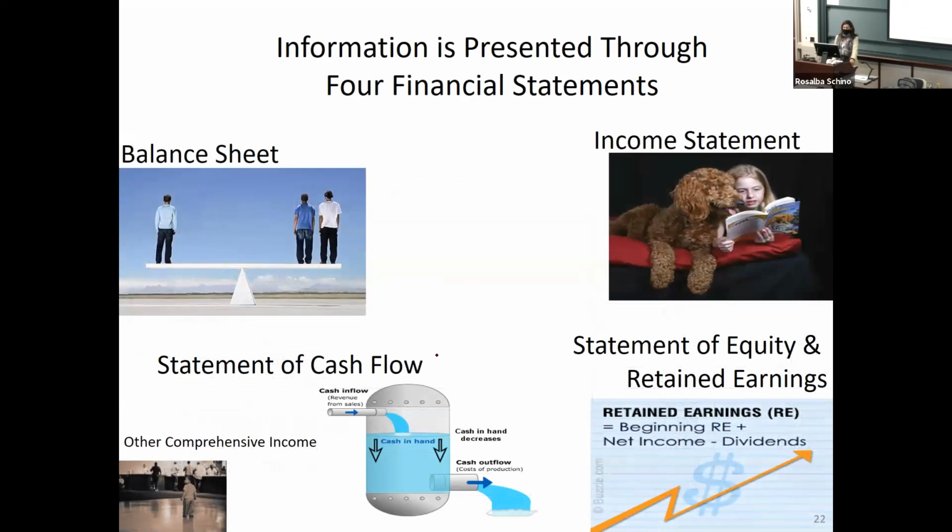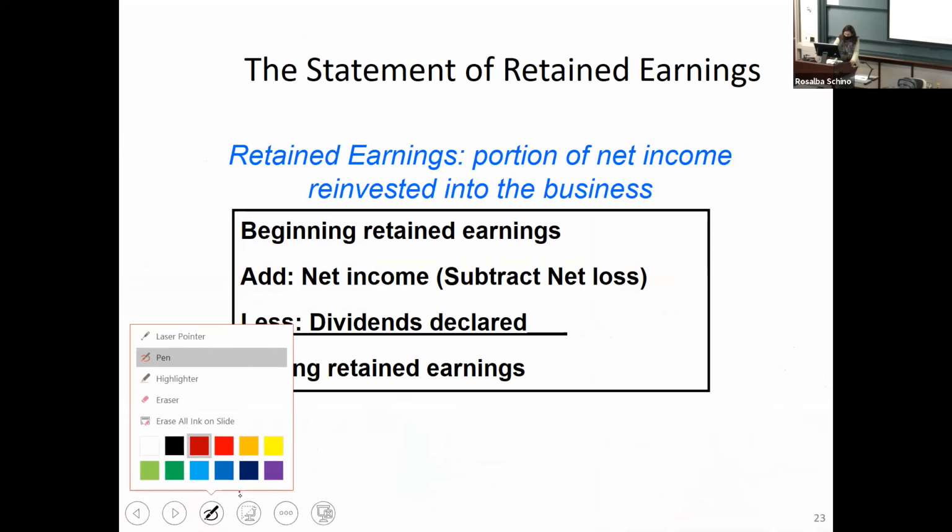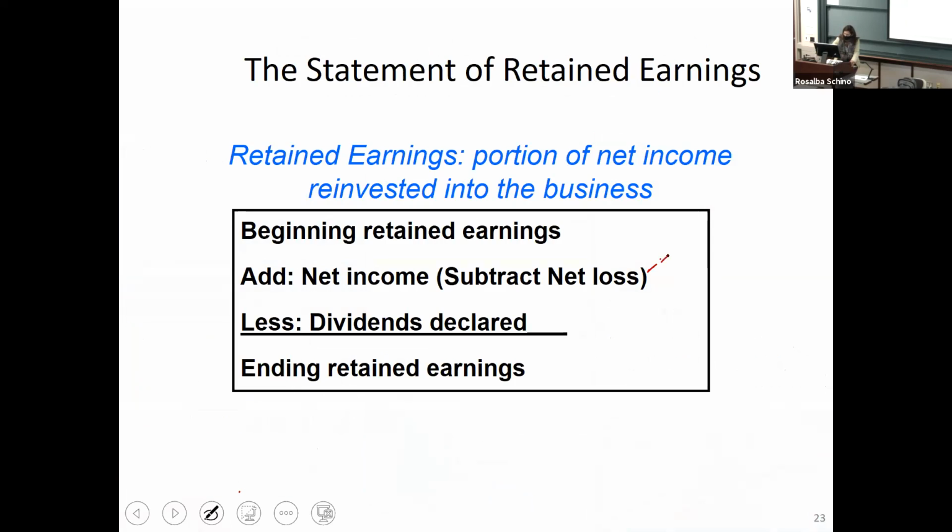Then, the statement of equity and retained earnings, that's the last financial statement that we're going to talk about. It's really easy: beginning retained earnings plus net income, less dividends declared, gives you the ending retained earnings. Already here, you can get a sense that this amount connects to the income statement, because unless you have the bottom line of net income, which comes from the income statement, you're not going to know your ending retained earnings.